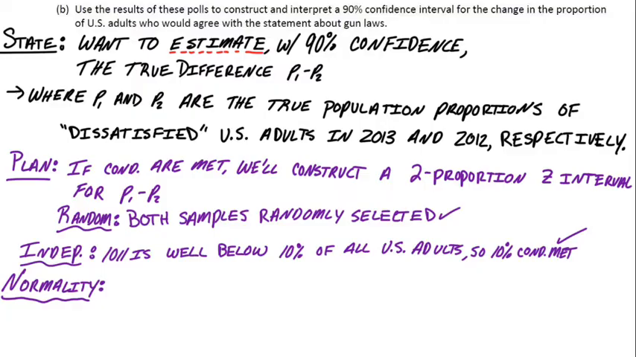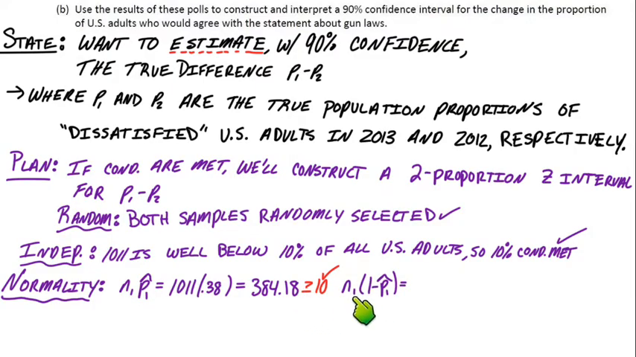And we have to have 10 successes and 10 failures at least for both samples. So let's start with the first one, N1 and P hat 1. The sample size was 1,011, and P hat 1, the proportion of successes, we'd say is 0.38, which gives 384.18. That is definitely at least 10, check mark. So there's our 10 successes, we'll call it.